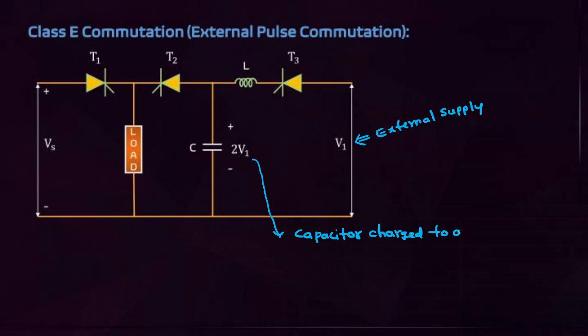Capacitor charged to a voltage of 2V1. This circuit you have to remember, what this circuit represents. If the question is asked, then it indicates that it is class C commutation.